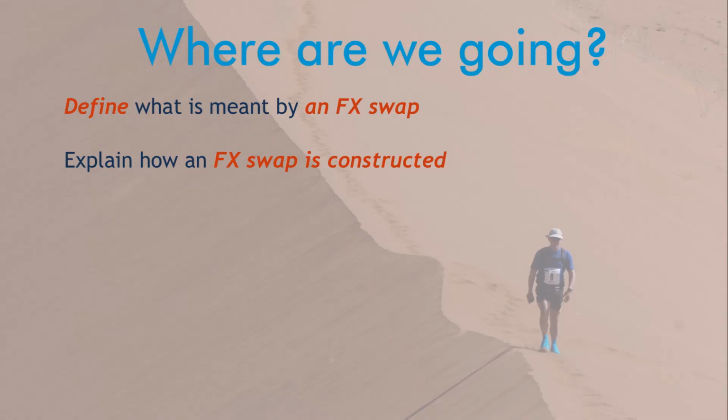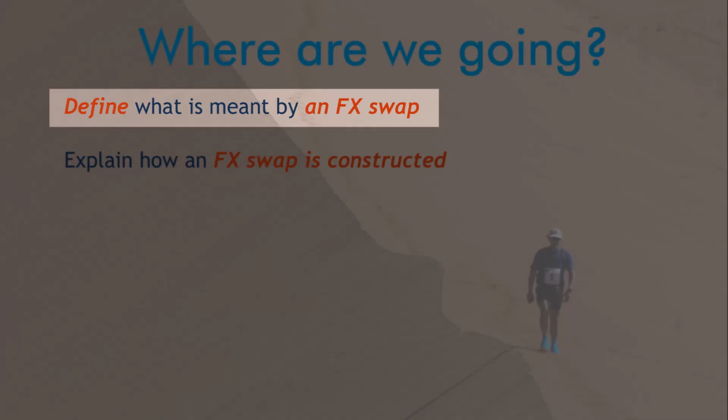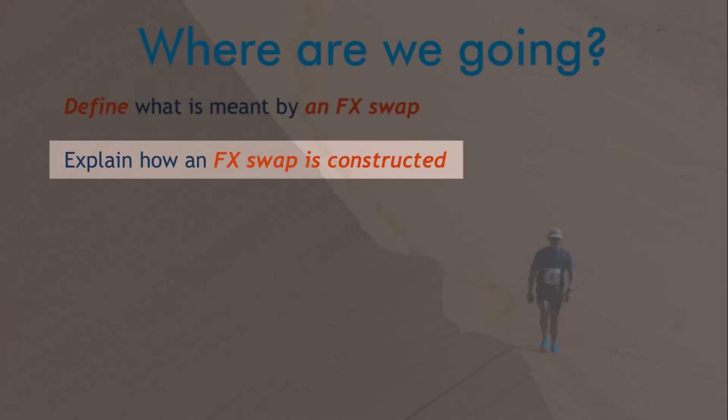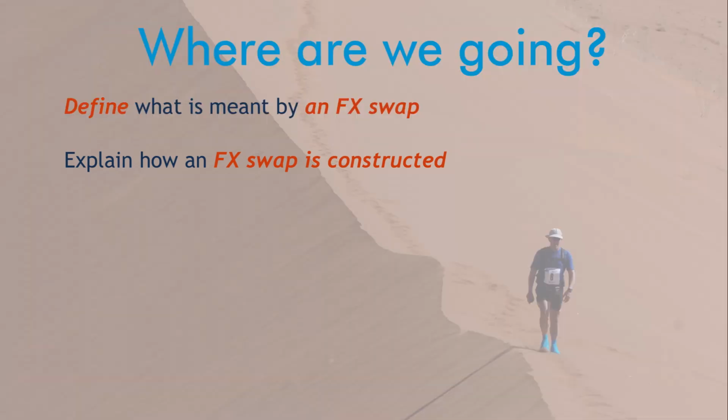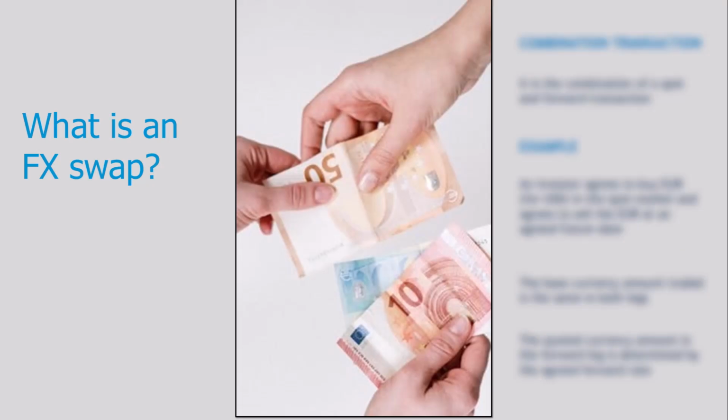By the end of the session, you'll be able to define what is meant by an FX swap and explain the principles of FX swap construction. So what is an FX swap? It's a contract to buy an amount of currency for one value date at an agreed rate and to simultaneously resell the same amount of that currency for a later value date, also at a pre-agreed rate.